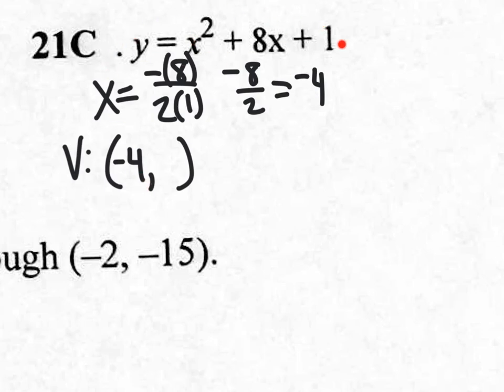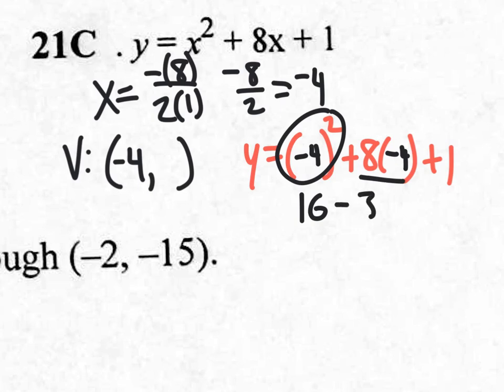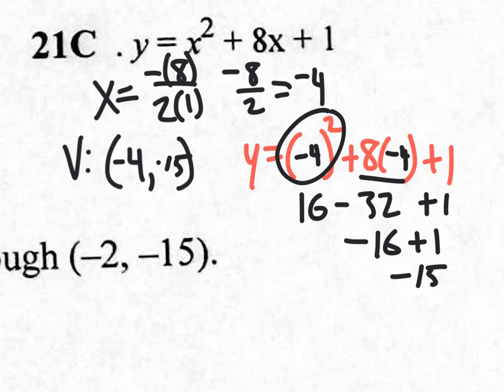So I want to rewrite this whole thing in red right here. And I'm going to plug in the x value of negative 4. And I'm going to work this all out. So right here I have 16. And 8 times negative 4 is negative 32. And of course I have a plus 1 right here. So I really have negative 16 plus 1. That's negative 15 as my y value. So I'm going to go back to my vertex and put a negative 15 right there.